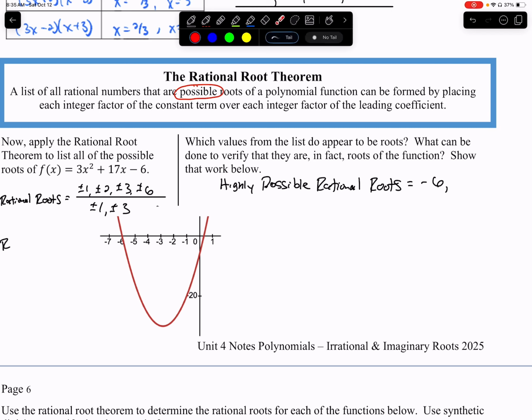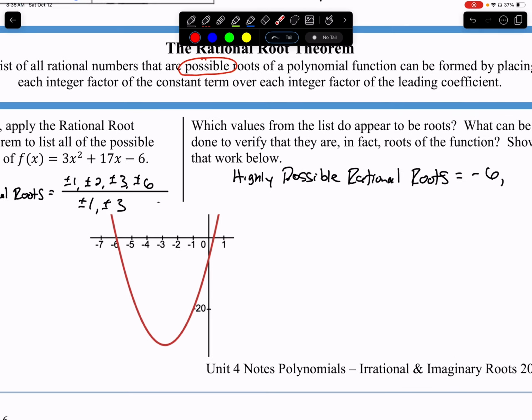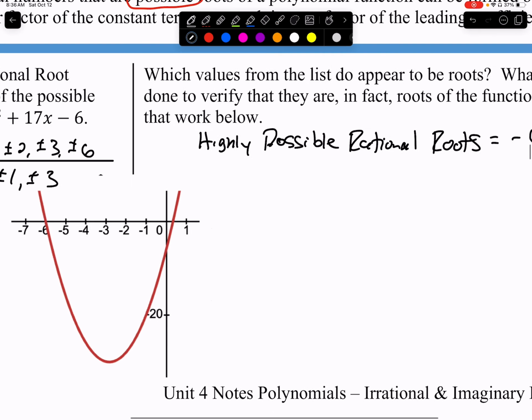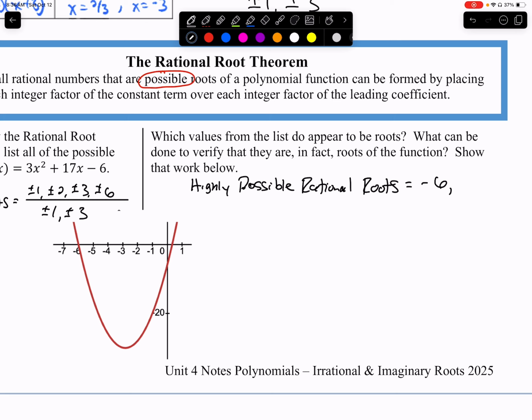What about this other one here? This other one here is between 0 and 1. The only fractions that I have between 0 and 1 are 1/3 and 2/3. And it looks to me like this is less than half. So I'm going to make the conjecture that the other highly possible rational root is 1/3.